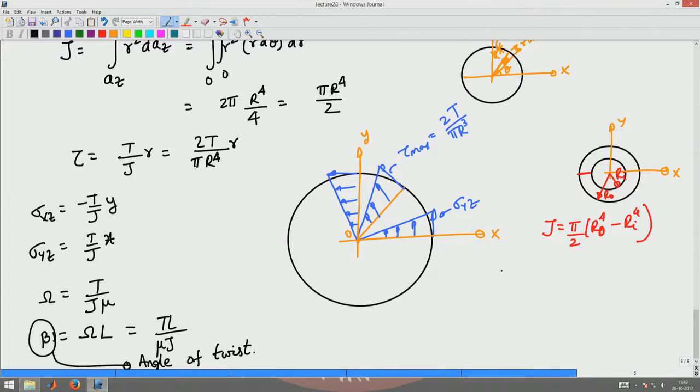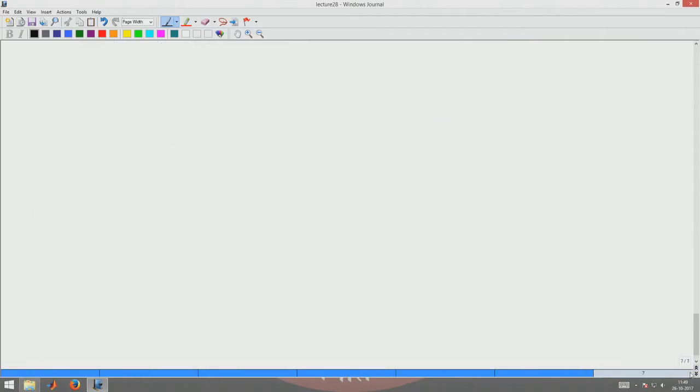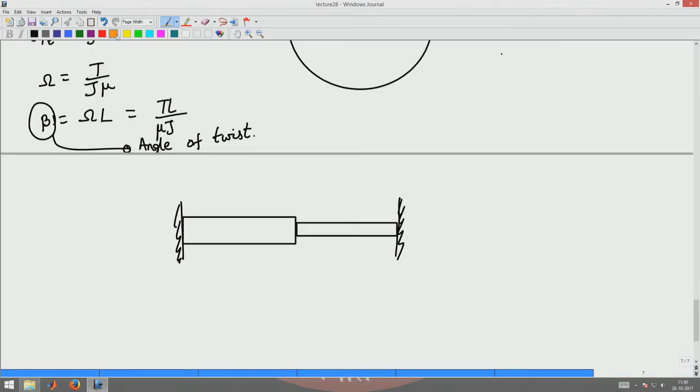Okay. So we found the angle of twist and we found the stresses. So you know what rotation the cross section undergoes and what stresses are developed in the cross section. Okay. Next let us do one more problem, wherein I am applying a torque T in a step shaft like this.